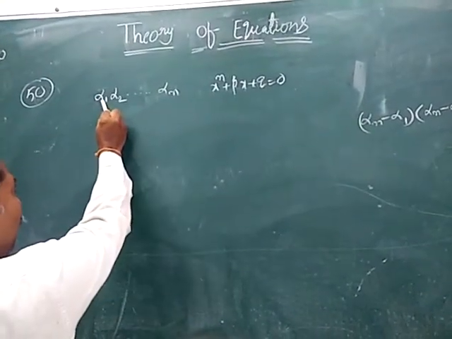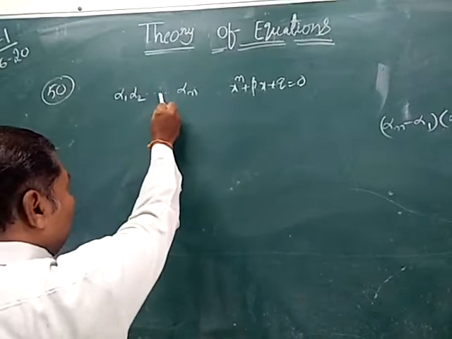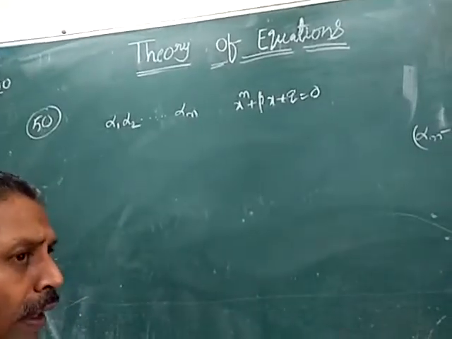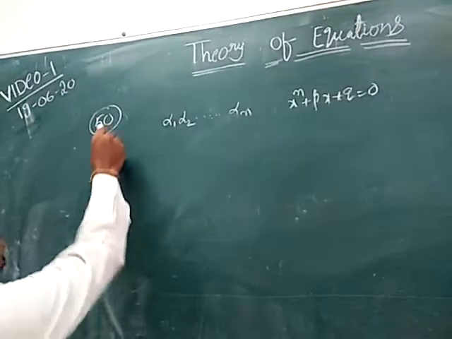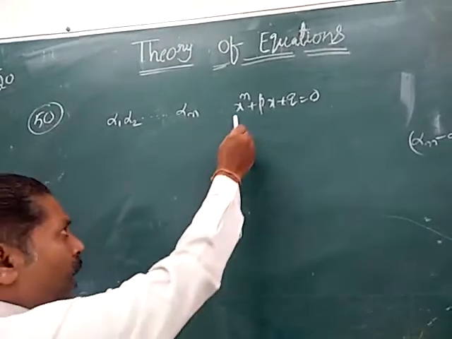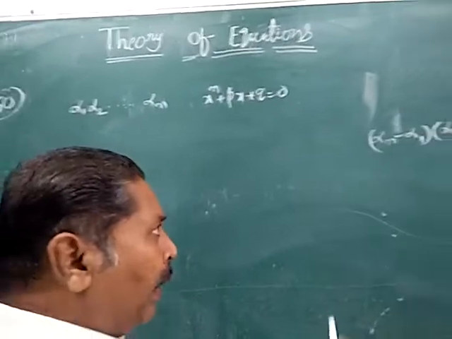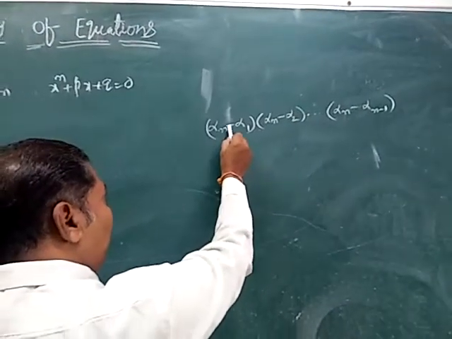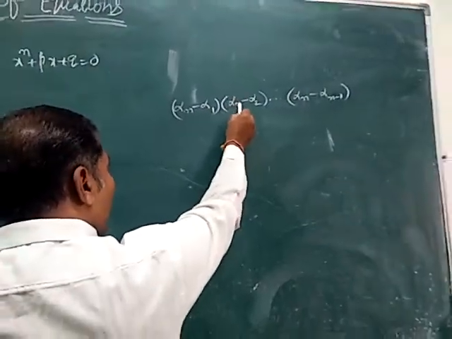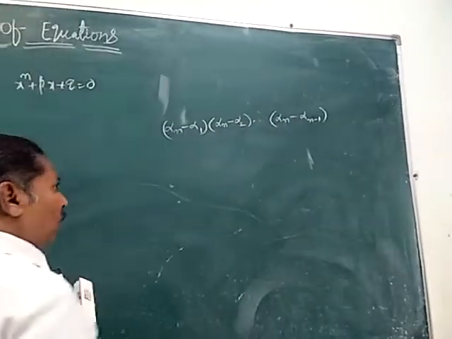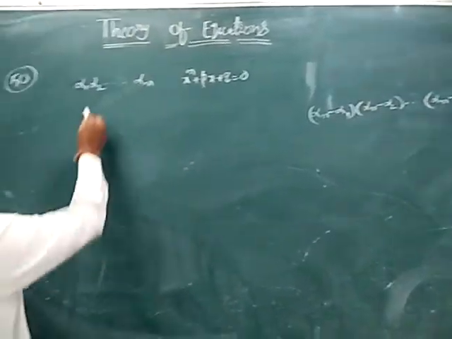Given alpha 1, alpha 2, up to alpha n, bit number 50, are the roots of this equation. Find (alpha n minus alpha 1), (alpha n minus alpha 2), and so on. These are the roots.